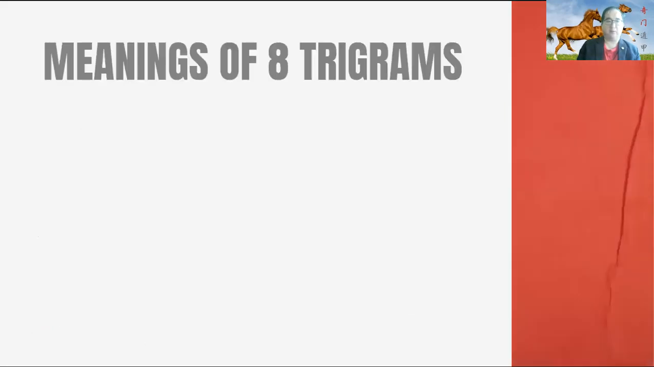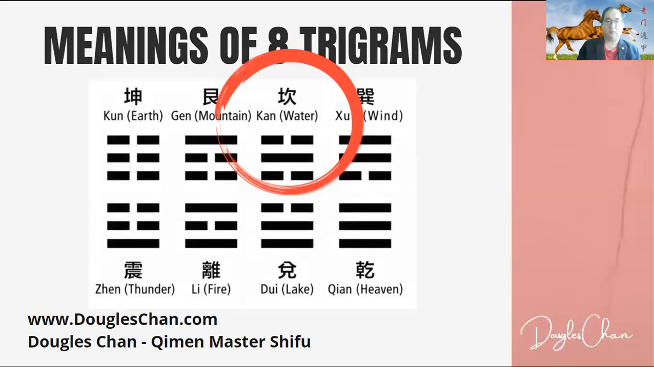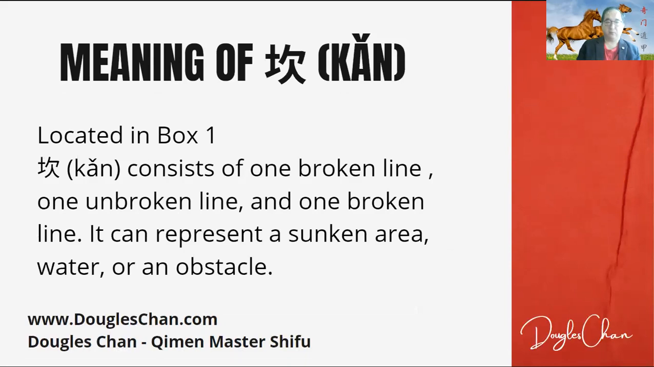Okay. Next, we move on to this, which is called Kan Gong. So Kan Gong consists of 1 broken line, 1 unbroken line, and 1 broken line after that. It can also represent a sunken area, water, or an absolute obstacle, something that is blocking you, which means that, for example, in a small river, your two legs are actually stuck in there. That's also a representation. So the environment is a place that you are stuck inside, whereby you are not able to move at all.